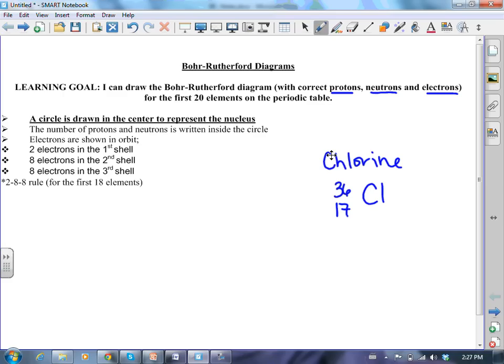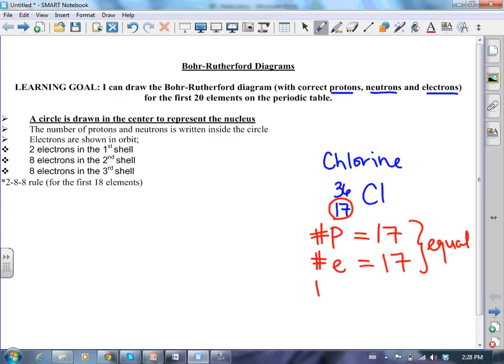I'm going to write that in red. So the number of protons, I'll just put P for protons, is the same as the atomic number. My number of electrons is the same as the number of protons, because remember, they have to be equal. They're always equal. My number of neutrons is sort of the trickier one to find. Remember what we do? We take the mass number and we subtract the atomic number. So we have to do 36 minus 17. That gives us 19 neutrons. All right, so now I know how many of each we're going to draw.